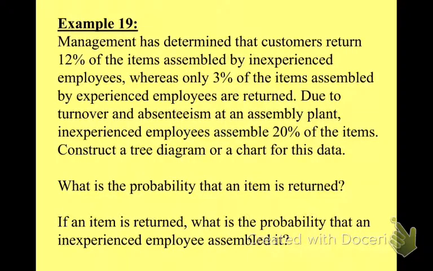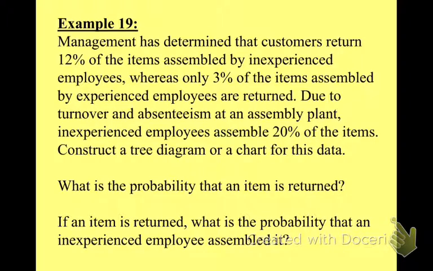Okay, the next example, it says management has determined that a customer's returned 12% of the items assembled by inexperienced employees, whereas only 3% of the items assembled by experienced employees are returned. Due to turnover and absenteeism as an assembly plant, inexperienced employees assembled 20% of the items. Construct a tree diagram or a chart for this data. And what is the probability that an item is returned?